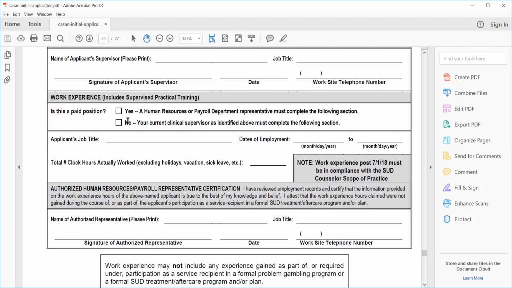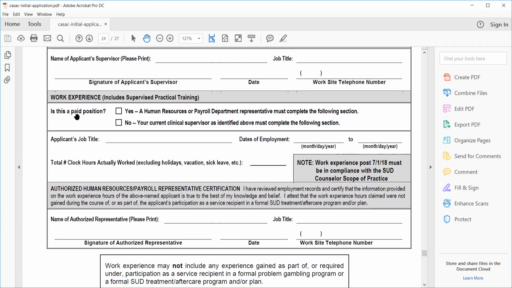And that means that your supervisor needs to go down here and they need to print their job title and sign this too. Well, wait a minute, they did that up here? Yes, they did, but they need to do it again here. When you are a paid employee, human resources will print and sign down here.